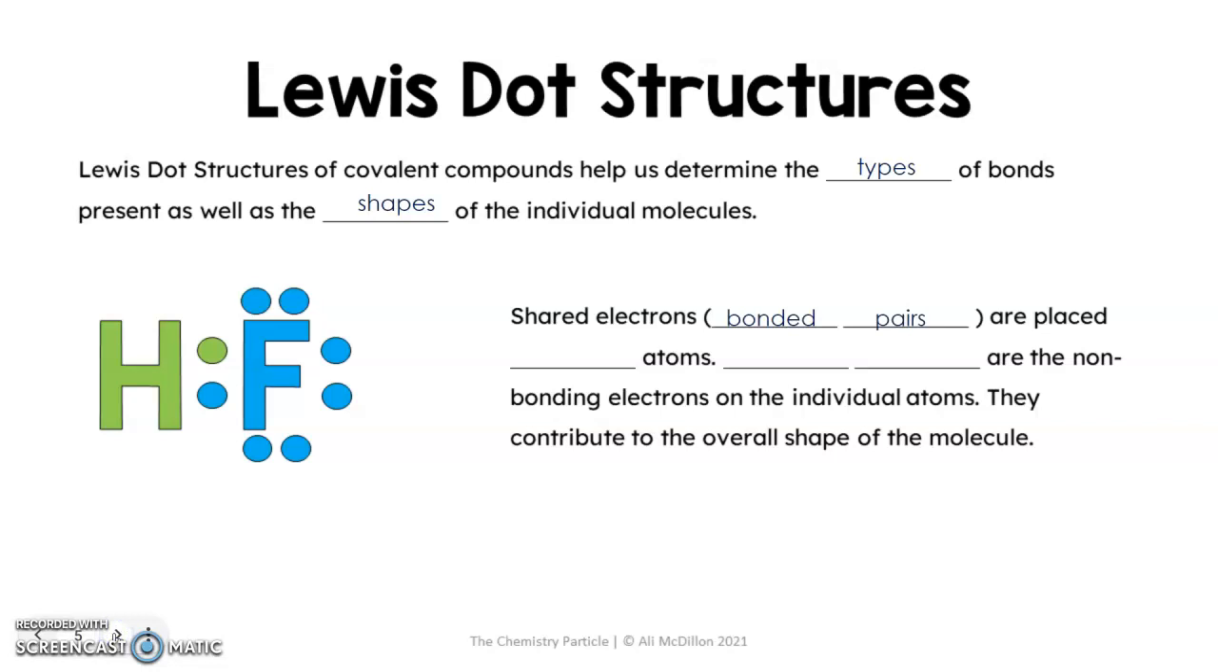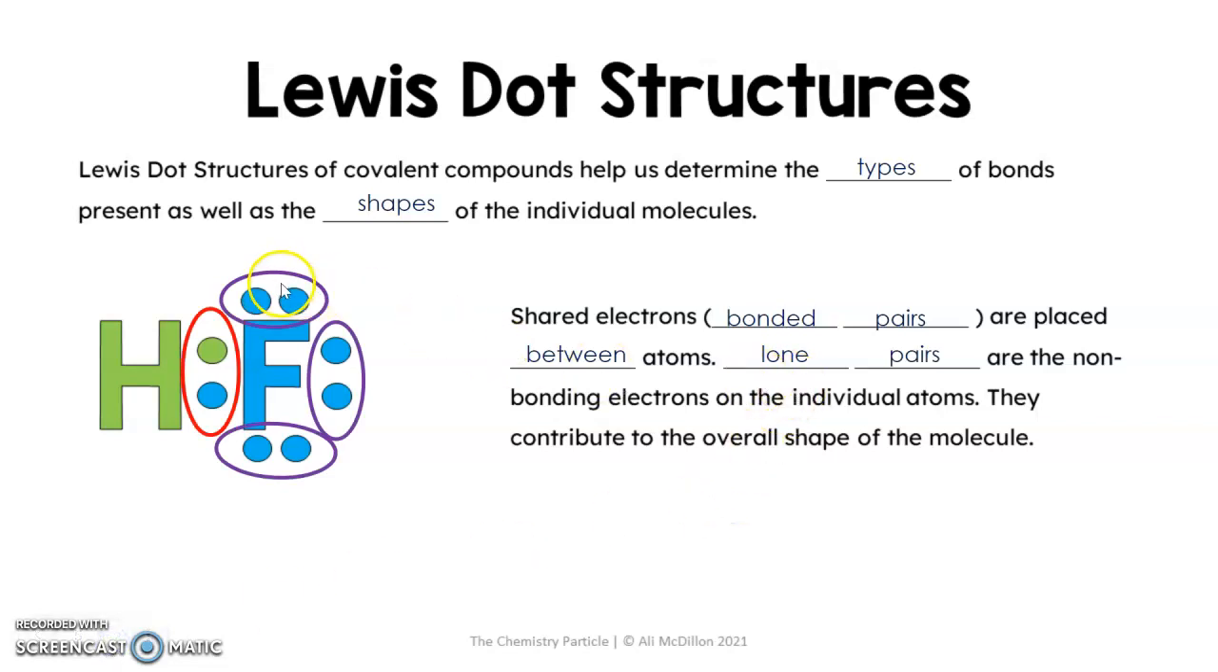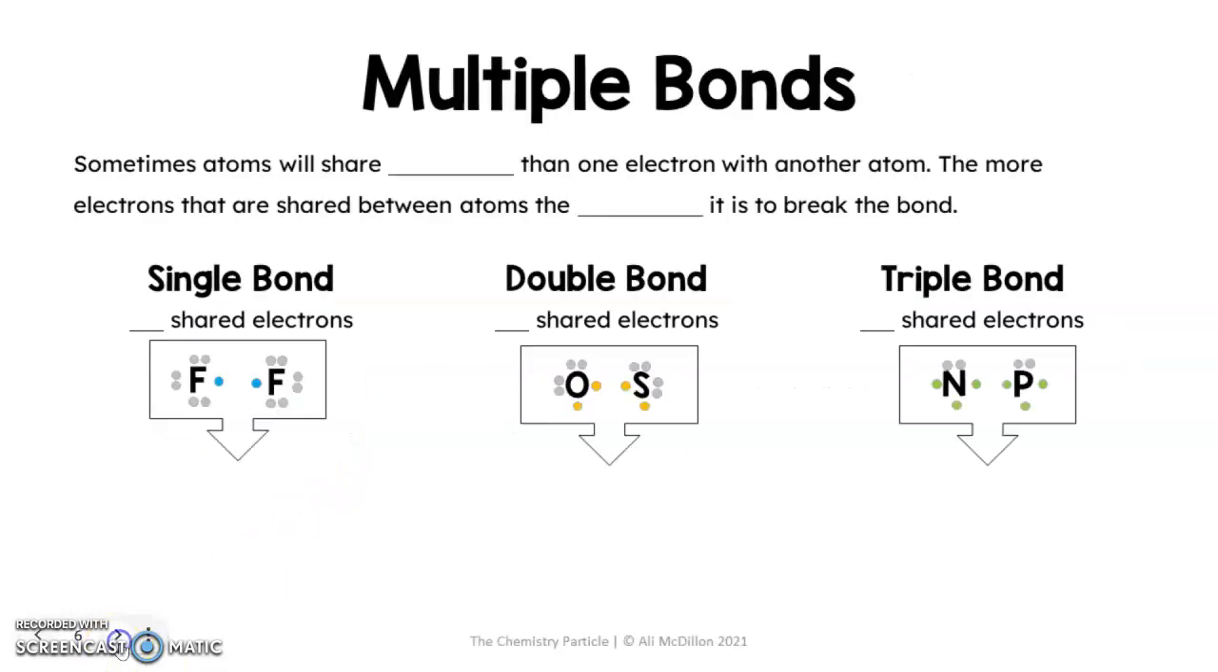Shared electrons are called bonded pairs, right? A bonded pair would be right here between this hydrogen and this fluorine. They are sharing these electrons, and that's a bonded pair. They're placed between the atoms, and lone pairs are on the outside of the atom that are non-bonding. So bonded pairs exist between two separate atoms, and the lone pairs are the non-bonding electrons on the individual atoms. Here we would have this bonded pair between the hydrogen and the fluorine, and all of these electrons outside the fluorine would be lone pairs.